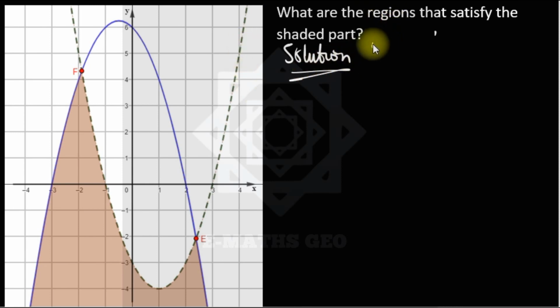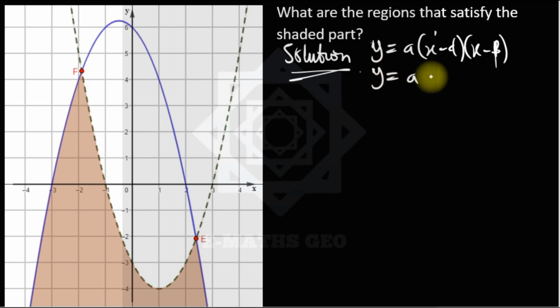Every quadratic function is of the form... we have two forms depending on the equation. As you can see, I'm seeing the x-intercepts and also the y-intercept. So we'll use this form, y equals a times (x minus alpha) times (x minus beta). That's the general form. Okay, let's write the second form: y equals a(x minus h) all squared plus k. So these are the two forms of quadratic functions.